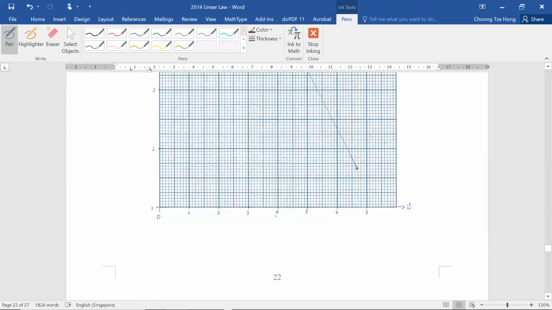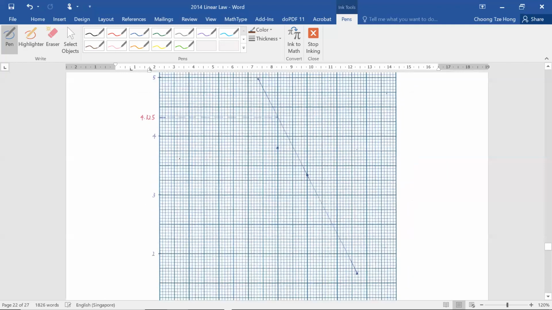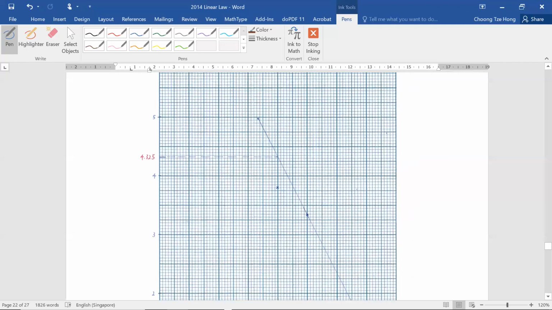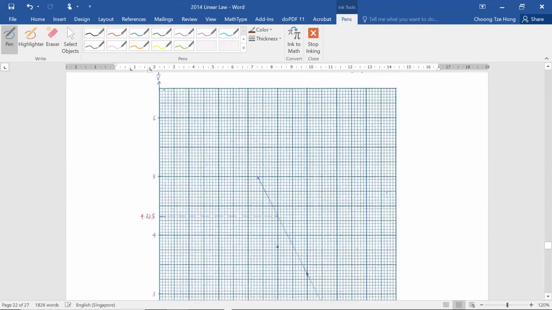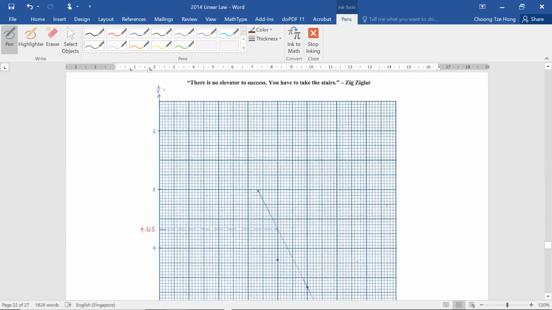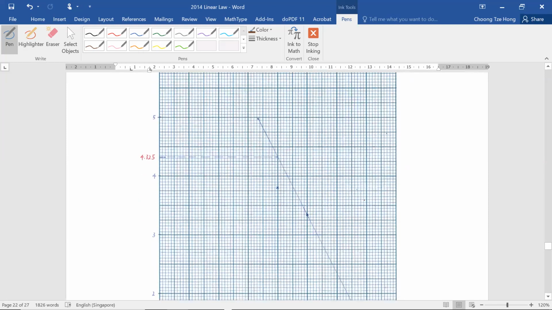You go to 1 over U is 4. 1 over U is 4, right? You draw a vertical line up to hit your line, and then you go horizontally to the left, and you read 4.325. So that's the correct 1 over V reading. You use the correct 1 over V reading to find the correct V reading. So that's what we're going to do.